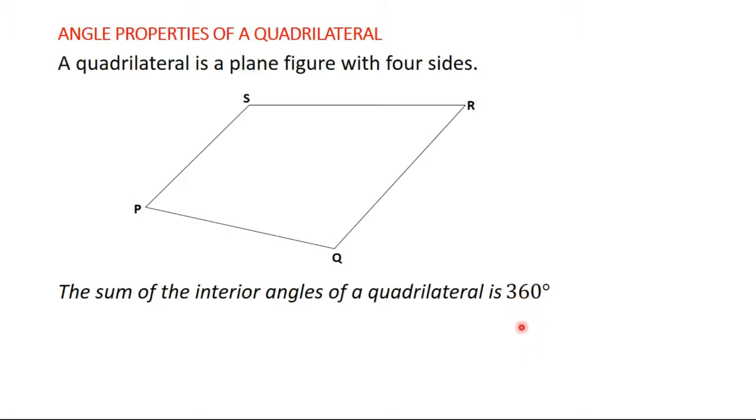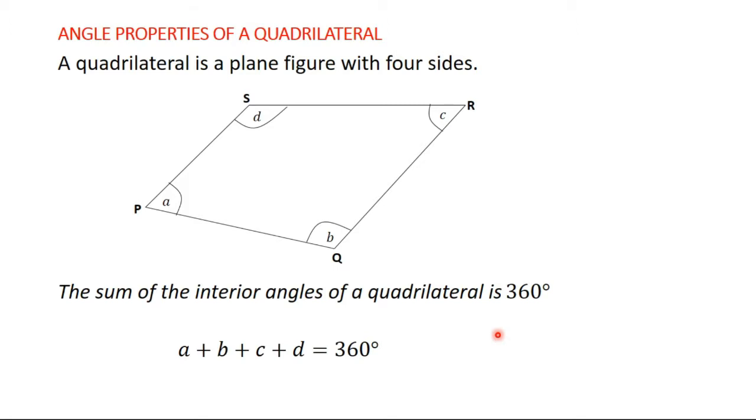So what this means is that, let's say I call this angle here angle A. I call this one here angle B. I call this one here angle C. And call this one here angle D. The sum of the interior angles of a quadrilateral is equal to 360 degrees. What this means is that A plus B plus C plus D will give us 360 degrees. This is the main property of angles in a quadrilateral.